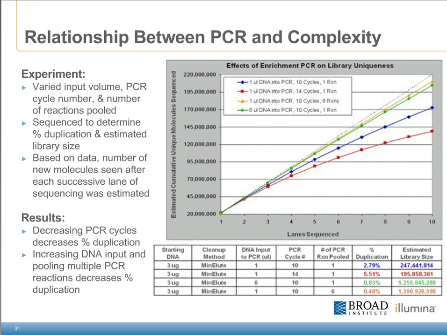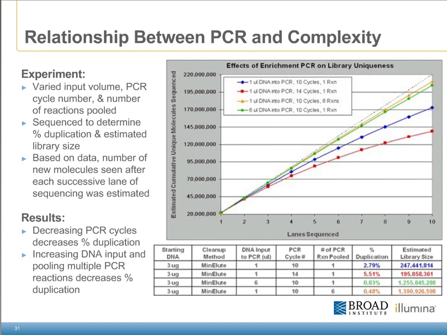What we did here is we varied our input volume of DNA to the PCR, the number of PCR cycles that we did, and the number of reactions that we pooled together. We set up these PCRs and then sequenced them and determined the percent duplication, and based on that, our informaticists can estimate the total number of unique fragments that are in the library itself. Based on this data, we were able to estimate, for each new lane that you sequenced, how many new molecules would you keep seeing?